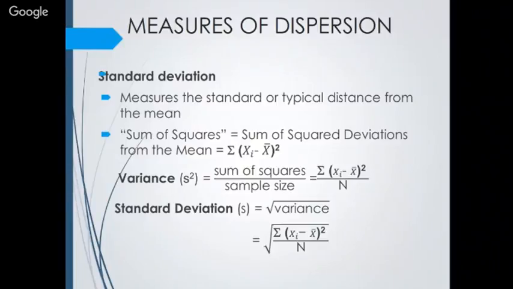We already saw that we have some observations, and we calculated the mean, that is x bar. What we will do is subtract the average value from each of the observations. That gives the deviations. Square them, add them up, and divide by the total sample size, that is the total number of observations. That gives the variance, and the square root of variance is the standard deviation.